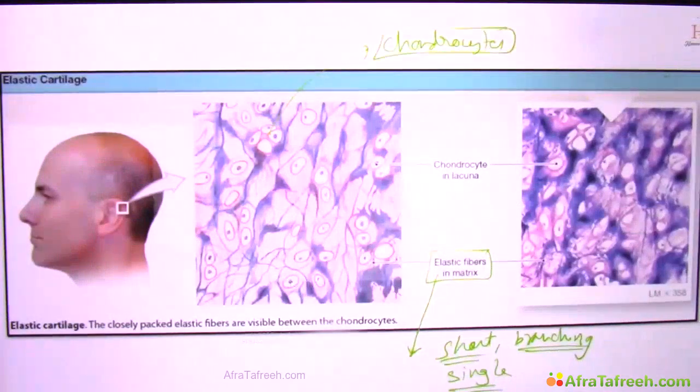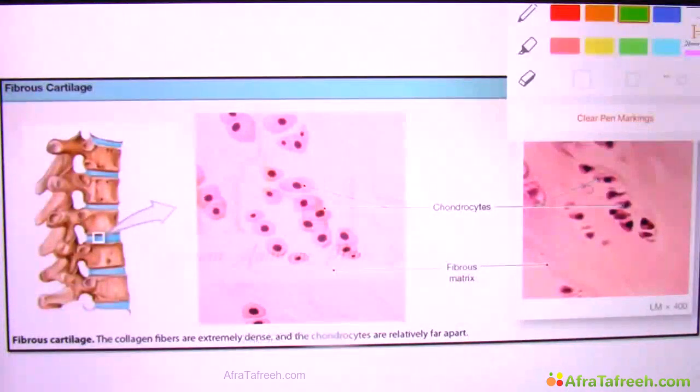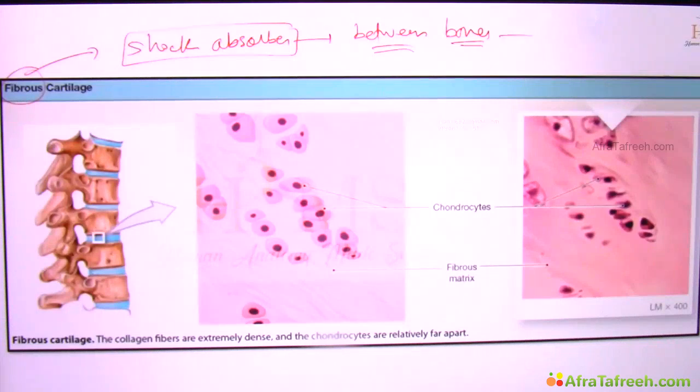And what about the third one, which is fibrocartilage? If you are talking about fibrocartilage, remember it is working like a shock absorber. Why do you need a shock absorber? I need it between the bones, at the joints. When there are bones, they can hit each other. I don't want one bone to hit the other bone, so I'll keep a shock absorber like the intervertebral disc. One vertebra can hit the other vertebra, so you want to keep a cushion between them. Yes, the intervertebral disc is one example.